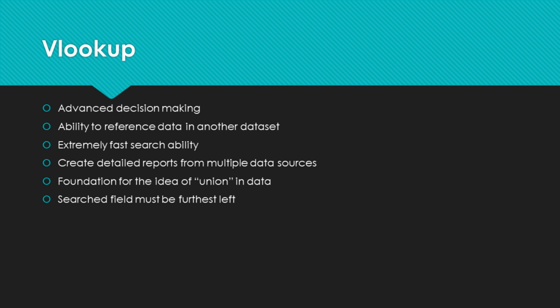Vlookup is one of the more powerful Excel functions that you can use. It's used in advanced decision making. It has the ability to reference data in another data set. It also can be thought of as an extremely fast search capability built into Excel. With Vlookup, you can create detailed reports from multiple data sources, and it's the foundation for the idea that exists in databases called unions. Now let me show you how Vlookup works.